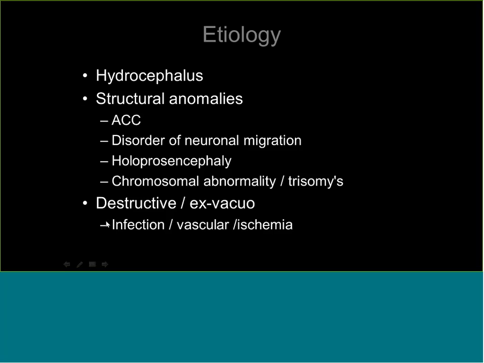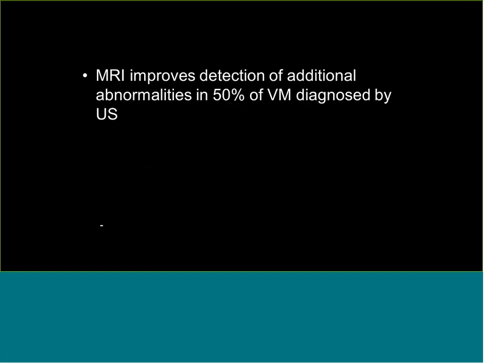It can also be destructive, so that's the third kind of large category. And we'll see that commonly with infection or vascular events. Also, we'll see it in fetuses that have in utero intraventricular hemorrhages, for example. When ventriculomegaly is identified by ultrasound, MRI improves or detects additional abnormalities in about half of the cases. Again, I got this from Dorothy's textbook, so if you disagree with that, you can ask her, or her co-author, Dr. Bethline.